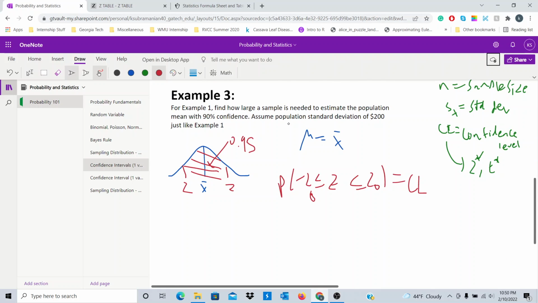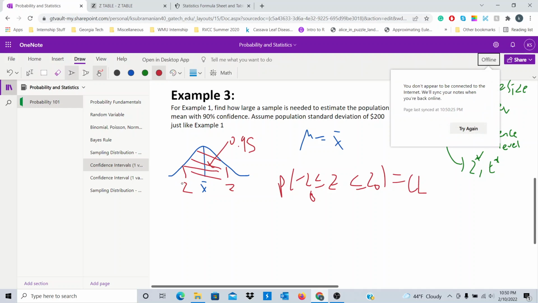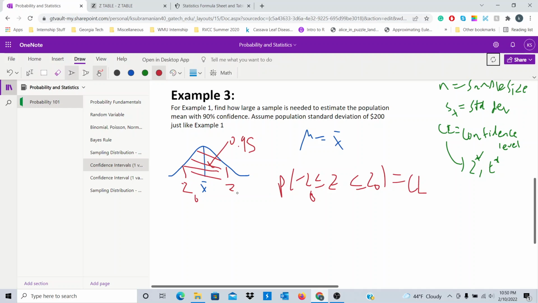So now that we have the confidence level, we can identify this z naught right here, these z-scores, such that the area in between is the confidence level. The z-score represents the number of standard deviations from the mean. So if z was, say, 1.96, then this point here, you're going 1.96 standard deviations to the right of the mean.